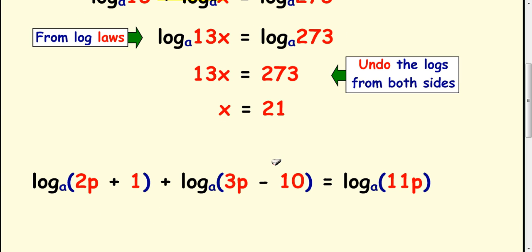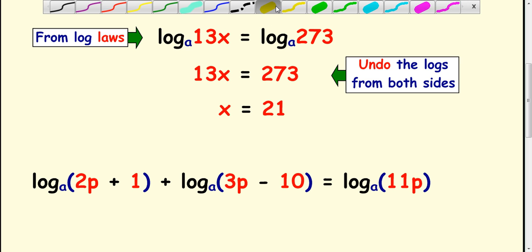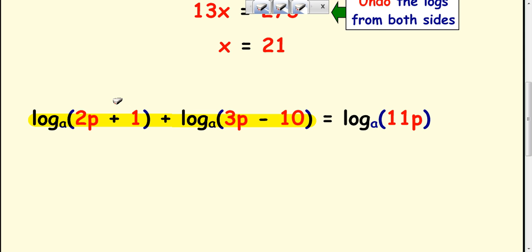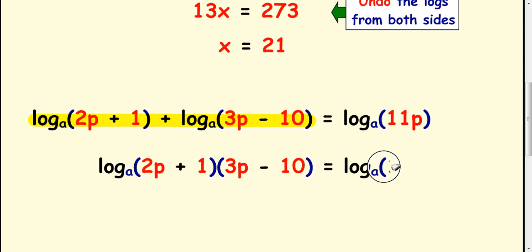So the next example: log of 2p plus 1 to the base a plus log of 3p minus 10 to the base a is equal to log 11p to the base a. Now exactly the same technique is used here. It looks a bit more complicated, but we need to simplify this side using laws of logs. When you add them, you multiply the brackets in the red. That gives us this answer here, and again, we can undo the logs from both sides of the equation.